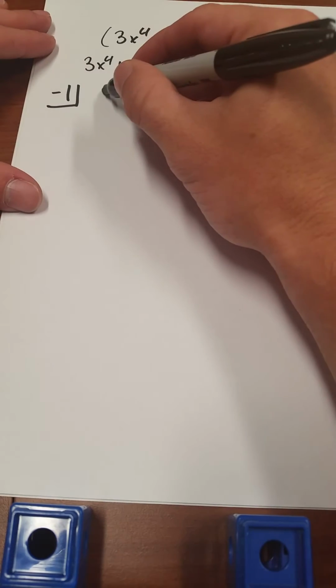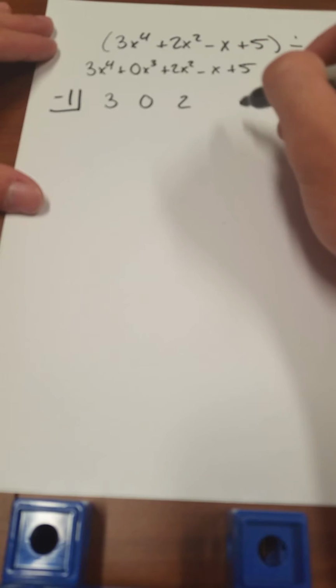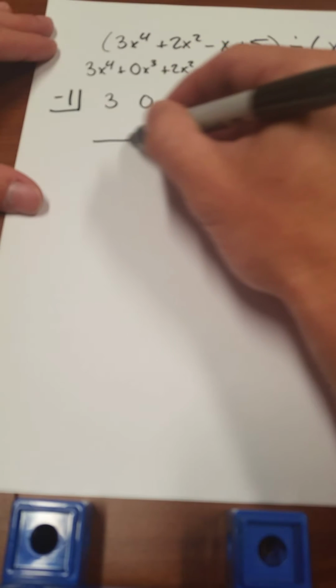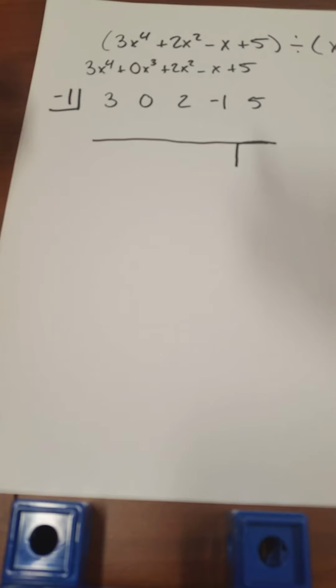Now copy down the numbers. 3, 0, 2, that's a -1, it's understood to be a -1, and then 5. If you want to give this a shot on your own, go ahead and hit pause and try it. Remember to add and multiply.